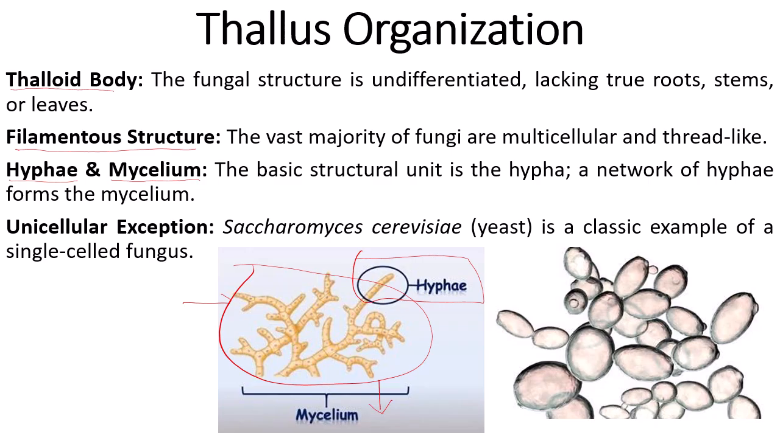Some of the fungi are unicellular also. Here you can see that this is a single celled structure. So this is a very simple structure, and because of presence of only one cell, this is called as a unicellular fungus. Example is Saccharomyces cerevisiae. Commonly it is called as yeast.